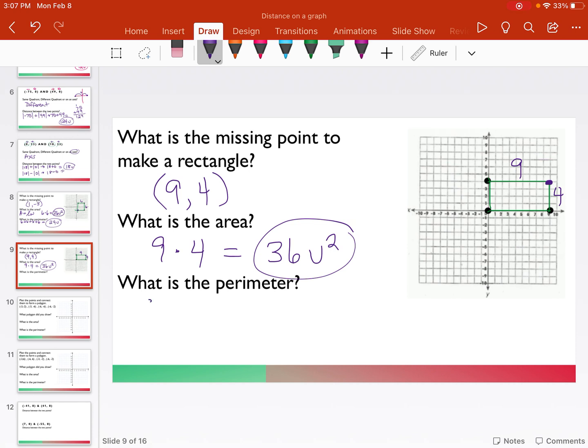Perimeter, I'm going to add it around so you can write down 9 plus 4 plus 9 plus 4. Remember, you can also do like 9 times 2, since there's 2 of those. 9 times 2, sorry, 2 times 4. So I get 18 plus 8. And you can do it that way, or you could do 9 plus 4 is 13 times 2. Either way, you should be getting 26 units for your perimeter.